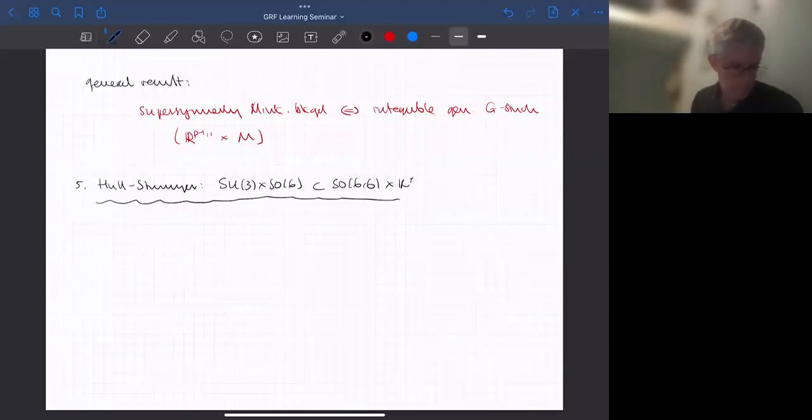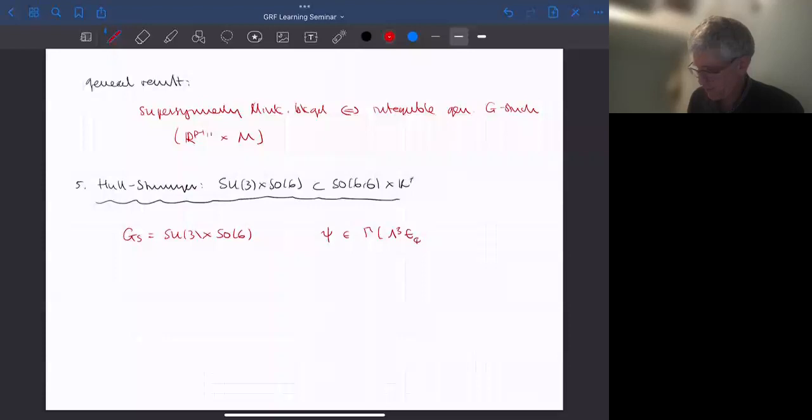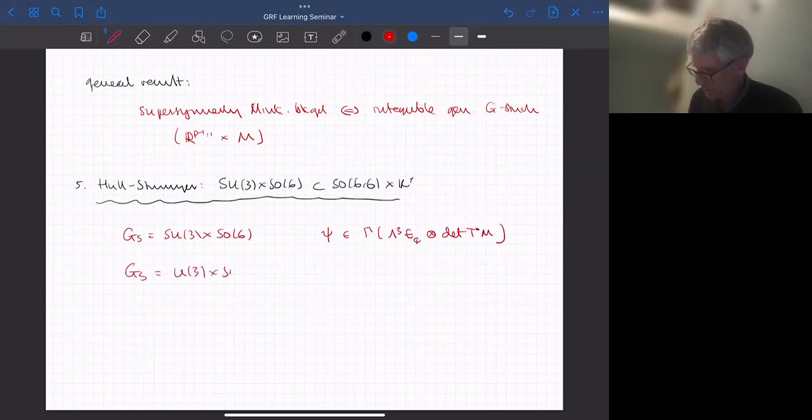I can define that. It's useful to think of two slightly different things. There's one case where I take the structure to be SU(3) times SO(6). And then I can think of that as defined by an invariant tensor, some object which is a section of wedge 3 of E complexified, tensor a determinant bundle. Or I can think of a slightly weaker structure, which I'll think of as U(3) times SO(6) times R plus. And that's defined again by some kind of endomorphism.